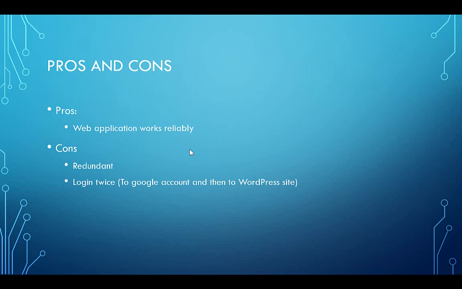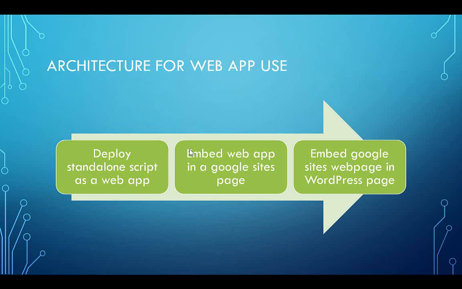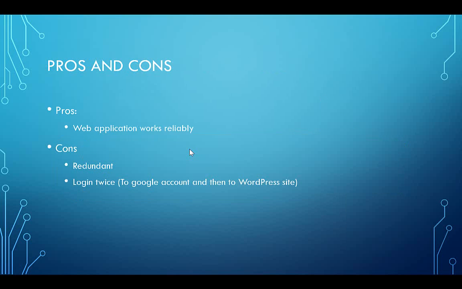For the cons, it's redundant. Like you saw in the picture here for the architecture, we're embedding a web app in a Google Sites page and then embedding the Google Sites page in a web page, which is bad architecture, bad engineering practice, if you will. It's kind of redundant, right?